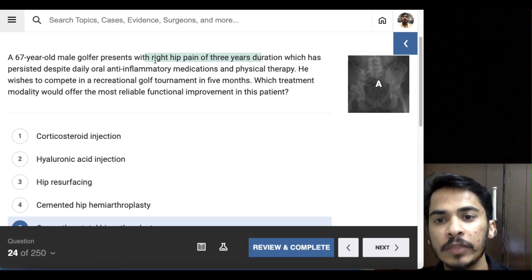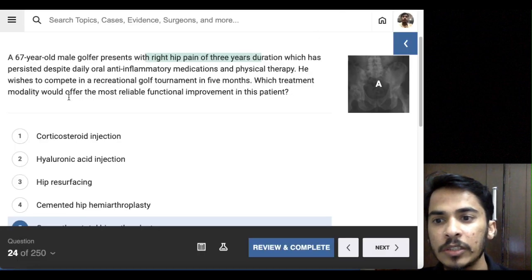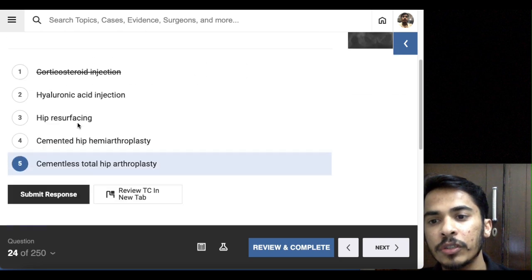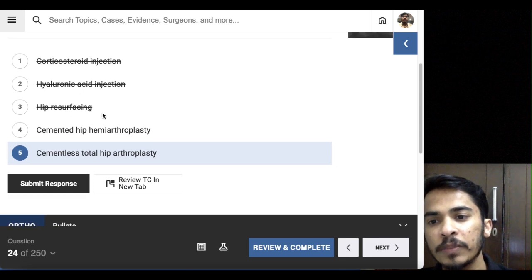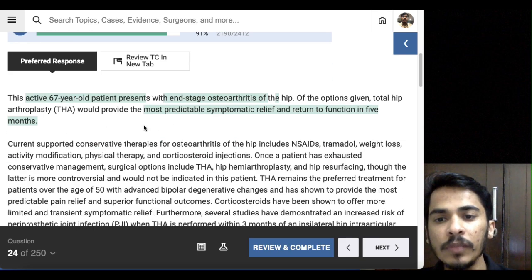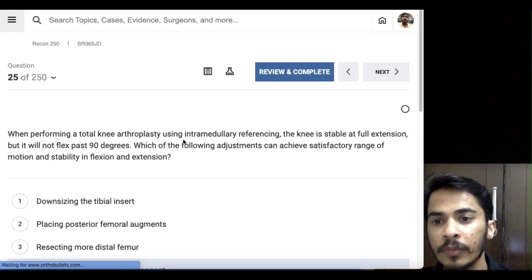A 65-year-old male golfer presents with right hip pain of 3 years duration, which has persisted despite daily oral anti-inflammatory medication and physical therapy. You can see the image first, so it will definitely need a THR. He is 67 years old and wishes to complete a recreational golf tournament in 5 months. Which treatment modality would offer the most reliable functional improvement? Not corticosteroid, not hyaluronic acid, not hip resurfacing at this age, not cemented. Uncemented is the treatment. It has the most predictable symptomatic relief and return to function in 5 months. So uncemented is the treatment of choice here.